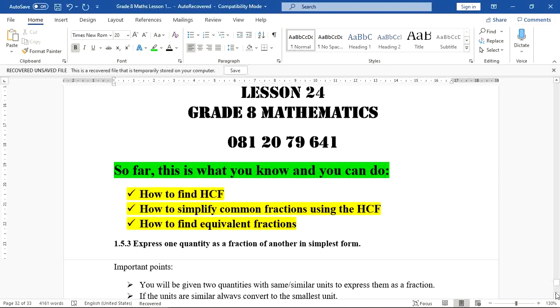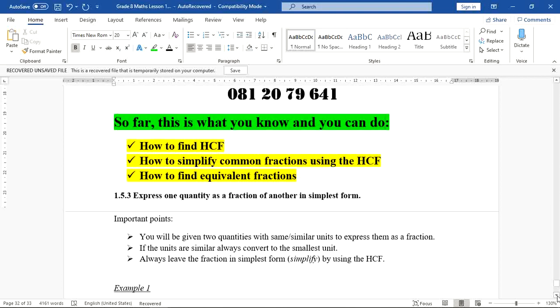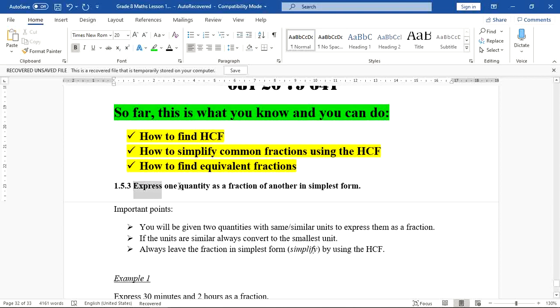Now, in today's lesson, we are going to express one quantity as a fraction of another quantity, and we're going to leave our fraction in simplest form. Express is just another word for make. We are going to make one quantity a fraction of another quantity in simplest form. Okay, so important points.